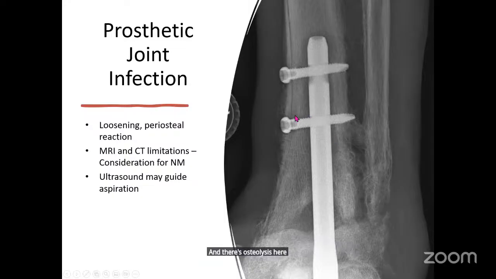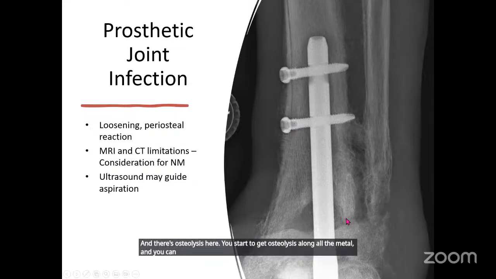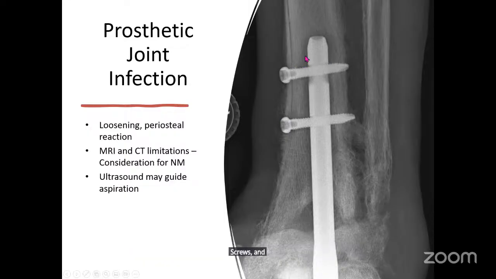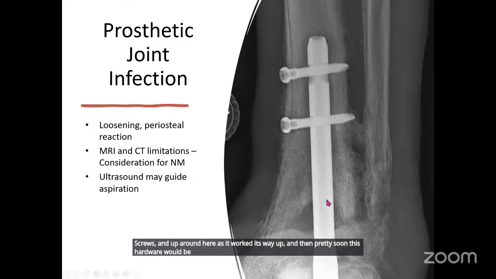You start to get osteolysis along all the metal, and you can see here the infection probably started around the tibiotalar joint, because the erosions are more so here. It's probably working its way up. If this were allowed to progress, you would get loosening around all these screws and up around here as it worked its way up, and then pretty soon this hardware would be moving around freely within a cavity.